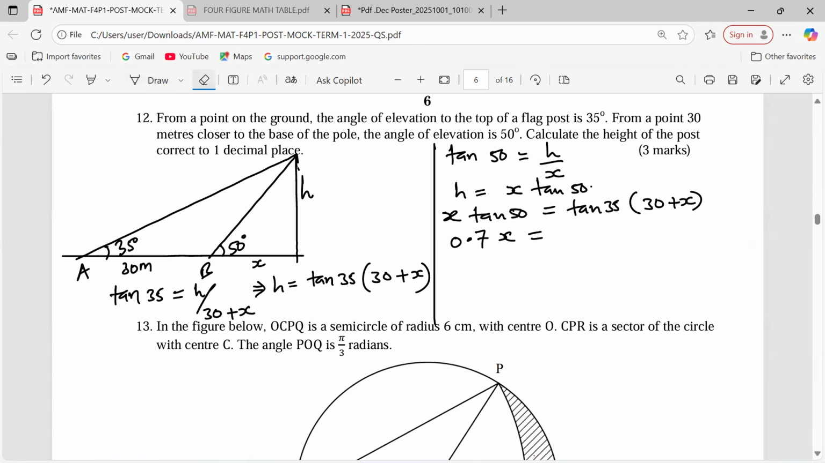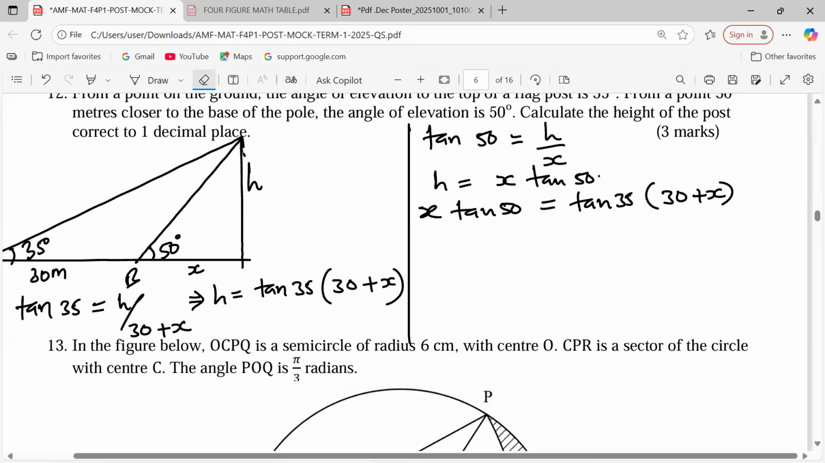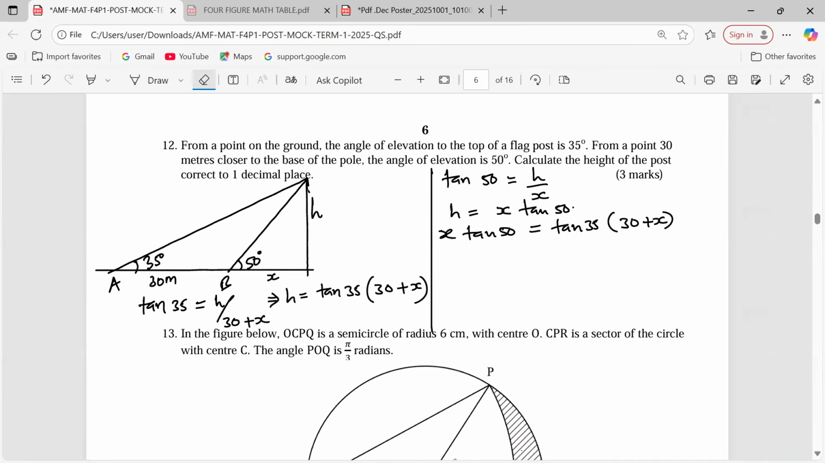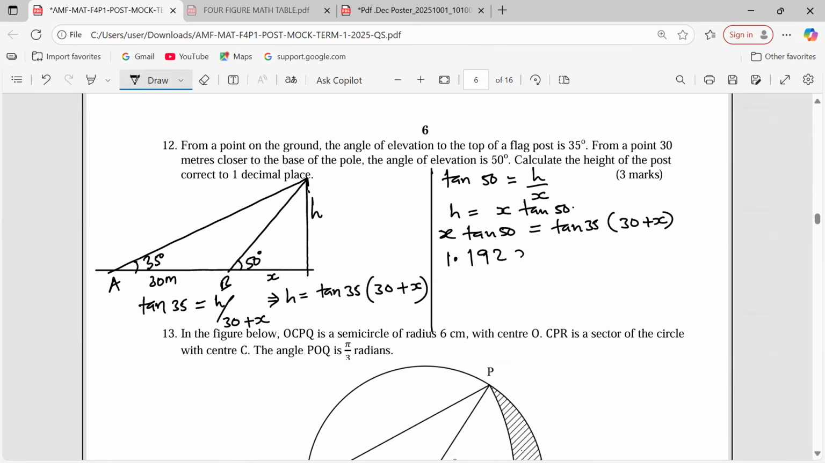That should be tan 50, sorry. We're beginning with tan 50. So the tan of 50 equals 1.192x, equals tan 35 multiplied by 30, giving us 21 plus 0.7x.